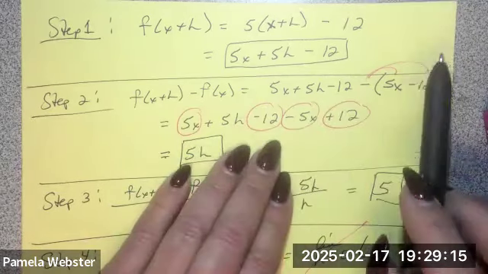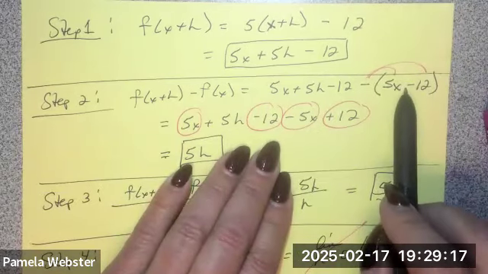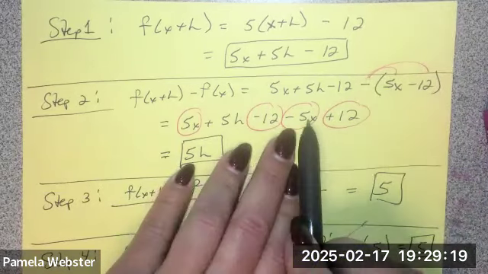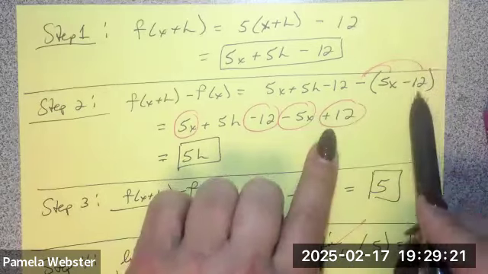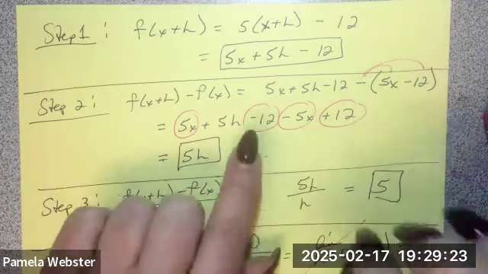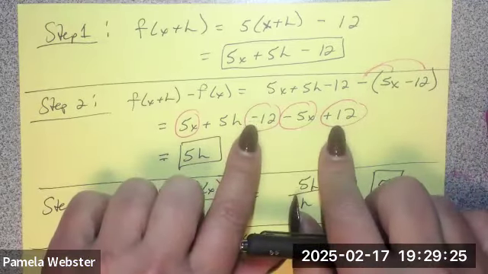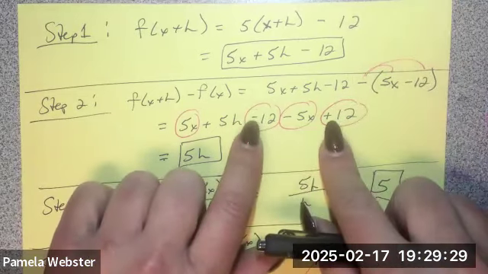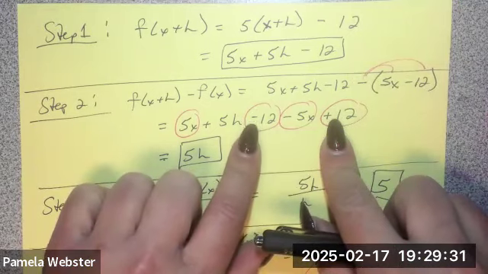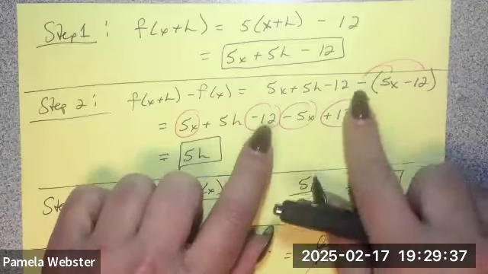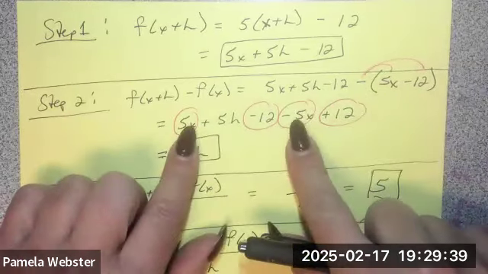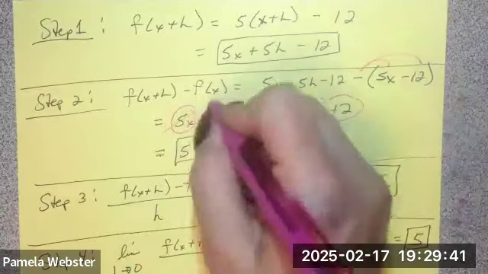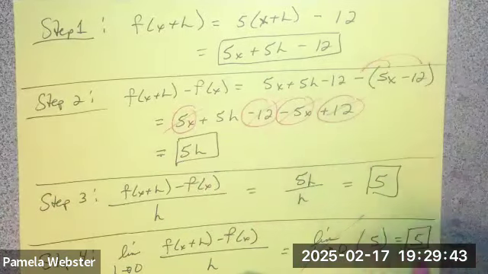I do it too. You have to do that because the minus 5x and the negative in the negative makes a positive 12. That's what causes these things to drop out, right? If I don't distribute a negative and I have a minus 12 and a minus 12, then I've got negative 24 and that's not going to drop out, and that's going to be a problem, okay? So these need to go away. All those terms are gone now and I'm left with 5h.